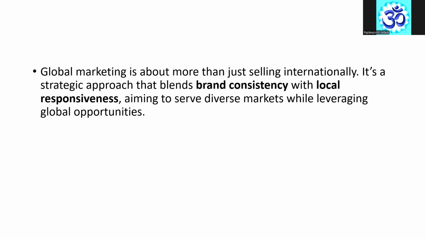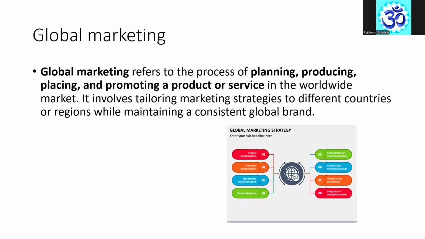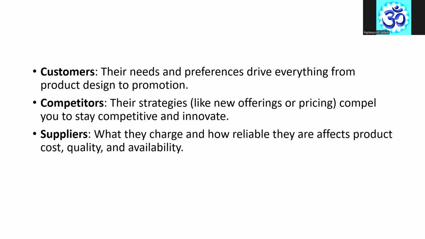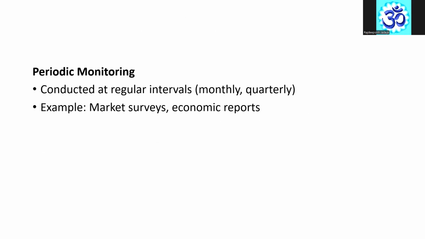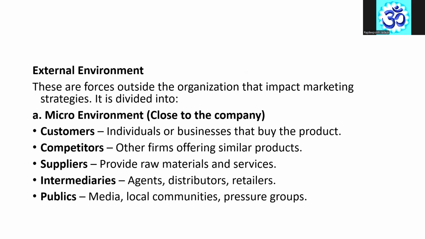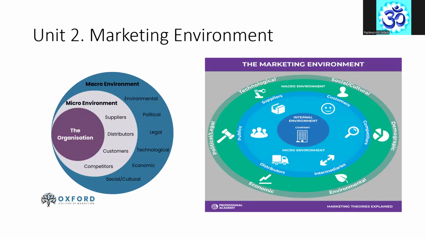So with this, we are completing our unit number 2, which is the marketing environment. It was quite a long unit in which we mainly focused on the micro and macro environment, in which the micro environment includes suppliers, distributors, customers, and competitors, while the macro environment includes environmental, political, legal, technological, economic, and socio-cultural factors.